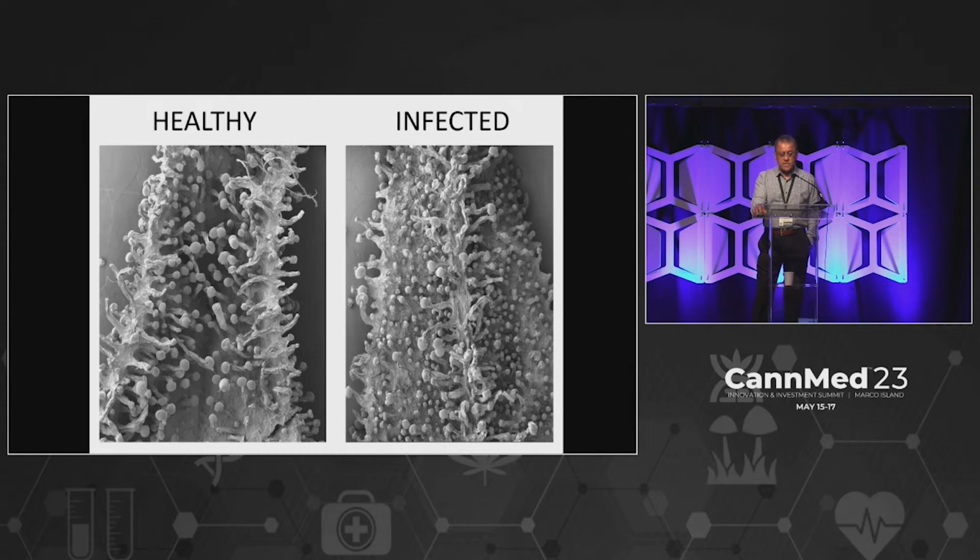So here's a comparison. This is using a scanning electron microscope where it says healthy, are the healthy bracts, from the flowers that are not infected by this pathogen. And over on the other side where it says infected, you can see overall that the little blobs, the trichomes, are smaller and they're stunted in terms of how they develop.